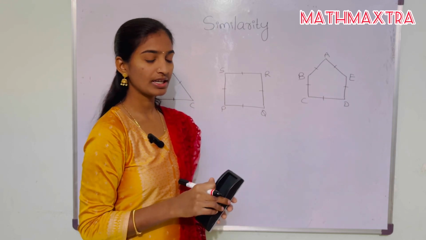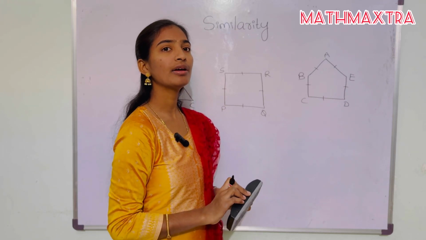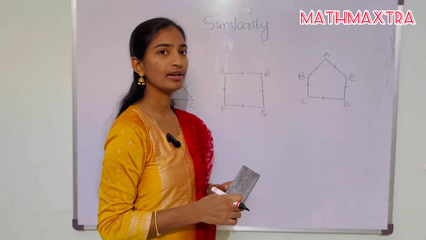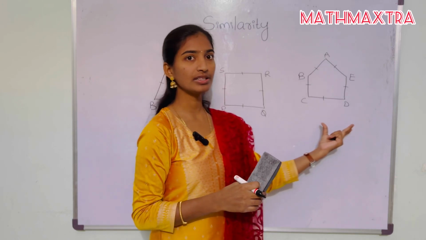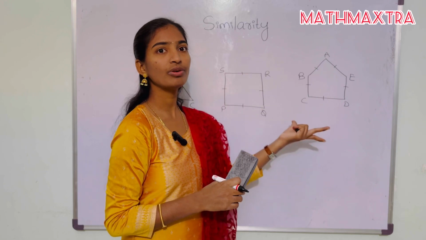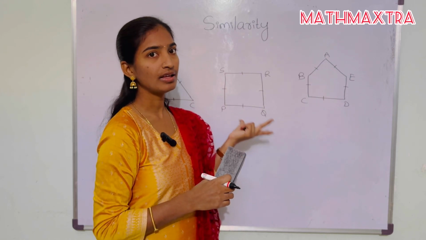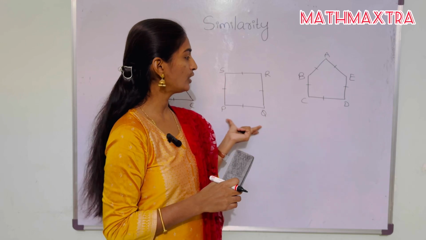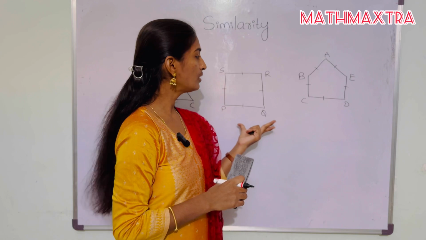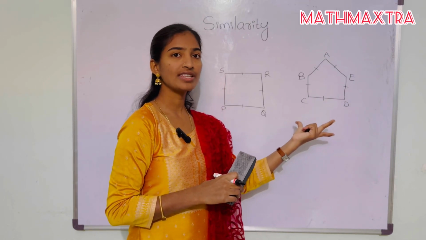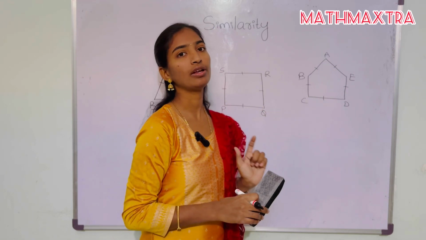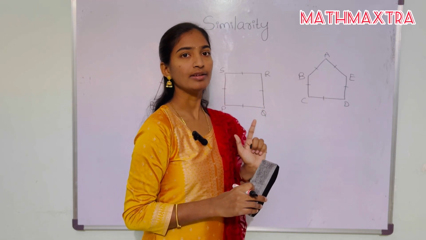That is why we can say any two regular polygons need not be similar. This is also a regular polygon, and this is also a regular polygon. We are considering any two regular polygons, but they don't have the same shape. If we take two squares, then you can say they are similar. If you take one square and one pentagon, they are not similar. That is why any two regular polygons need not be similar.